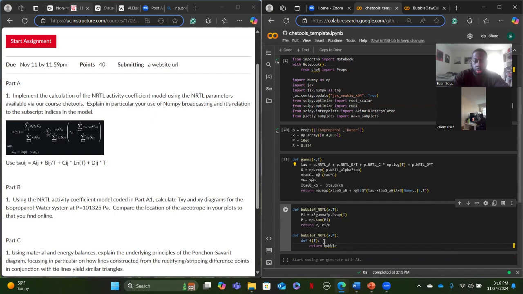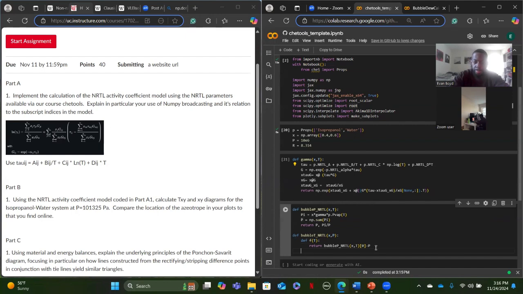Oh no, our bubble P, sorry, and RTL, and that'll be temperature. And here we'll be grabbing our first value, and we'll be subtracting it by our actual pressure. So this is just telling us the difference between the pressure we're calculating and the pressure we were given. That's all it is. Okay.